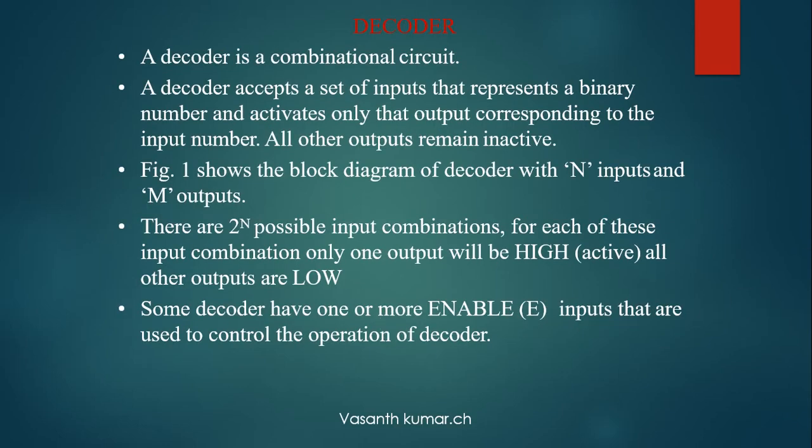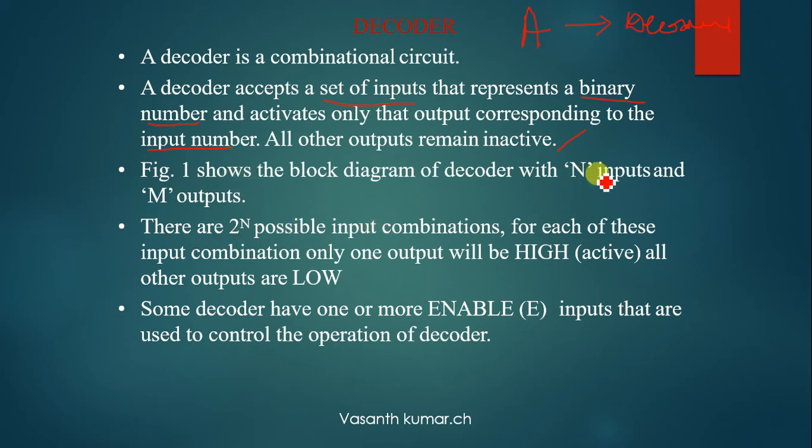A decoder is basically a combinational circuit which will accept a set of inputs that are represented in binary numbers. Keep this in mind, it is a set of binary numbers, and it activates only the output corresponding to the input number. For example, if you are typing the letter A, it has its equivalent decoded form. Similarly in an encoder, all the other inputs except the corresponding input will remain inactive.